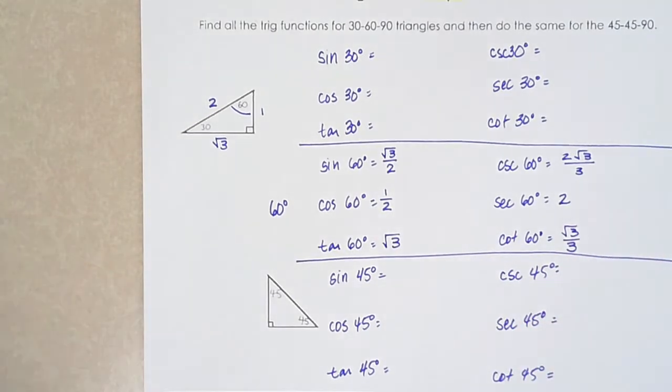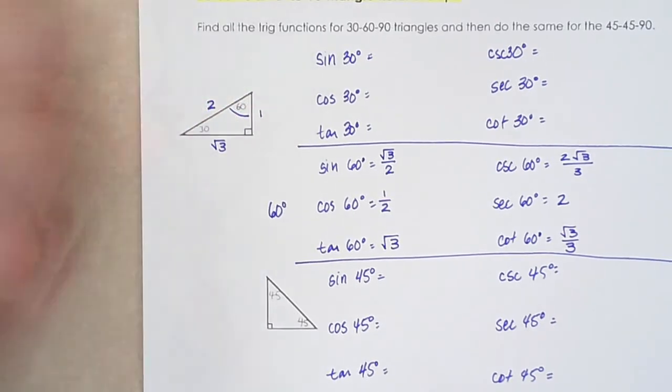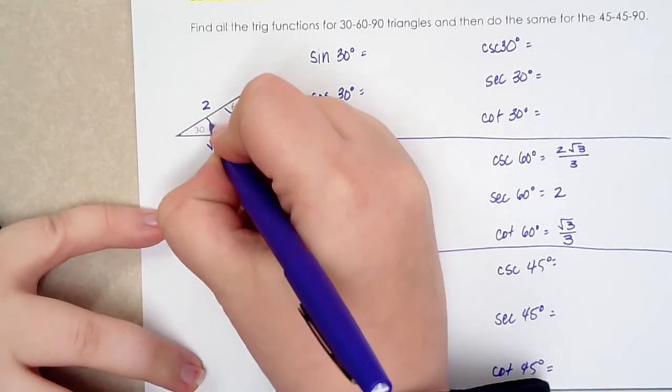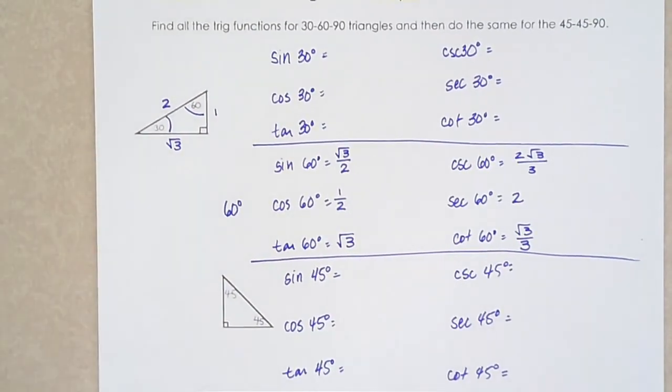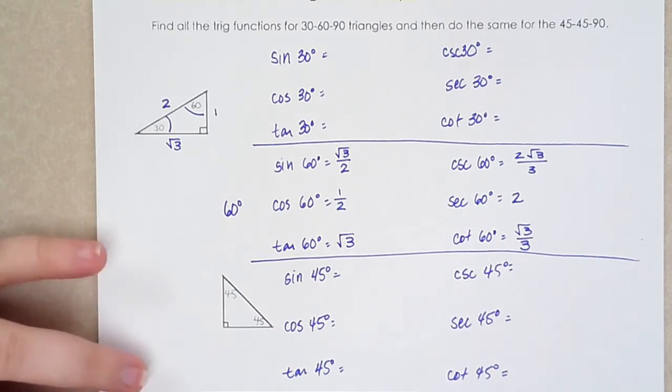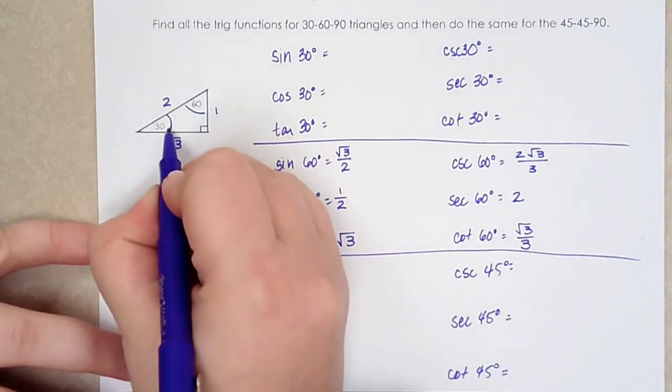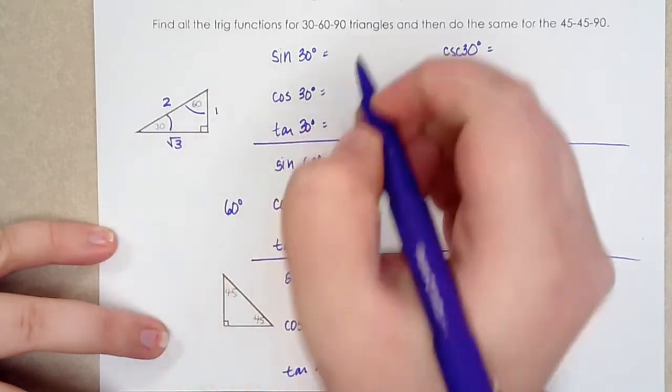Now that we have the 60-degree triangle, we also have the 30-degree triangle because they're connected. And they're just going to be slightly different. So let's go ahead and do that one. If you want to try this one on your own and then come back, feel free to do that as well. So for 30 degrees, my sine is going to be opposite over hypotenuse.